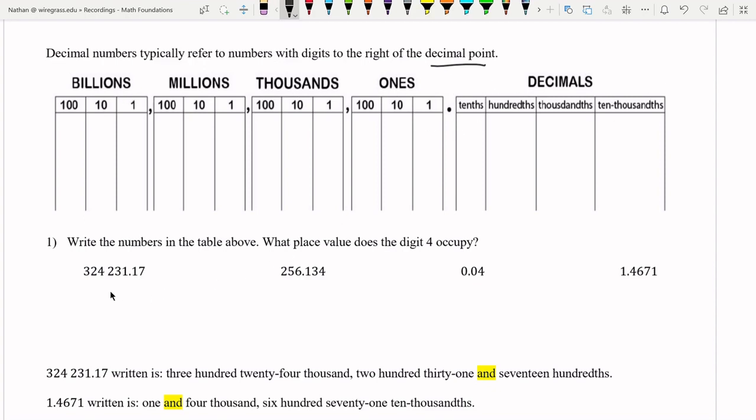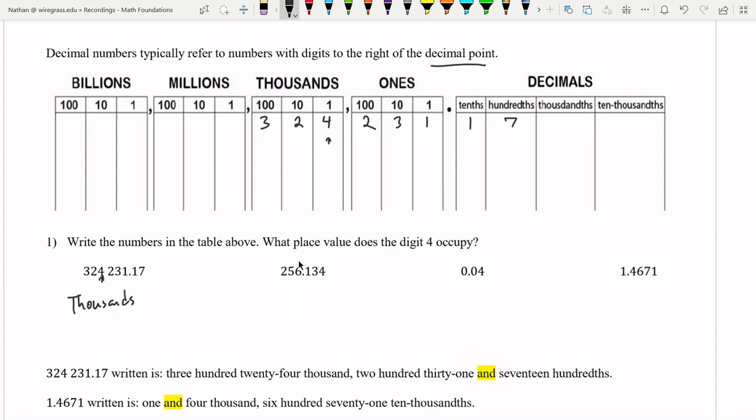So we're going to look at these four numbers here. We'll place them in the chart above, and we're going to ask what place value the digit 4 occupies. So this number here, we can start with a decimal point. That will tell us that we're going to have 1 and 7. And then as we go to the left, we're going to have 1, 3, 2, 4, 2, 3. So the digit 4 here is going to occupy the thousands slot. So that's like a normal place value that we've already been looking at.